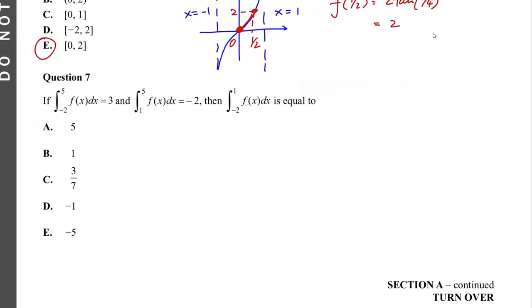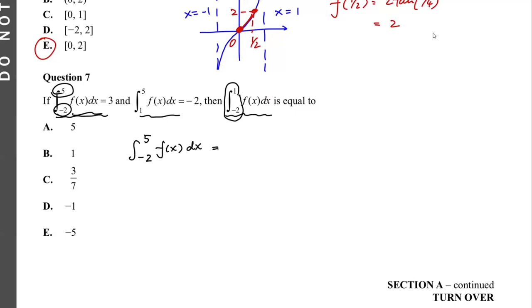Question 7. Well, you need to play with the 2 given integrals and manipulate to get minus 2 to 1. So basically, look at the largest one, okay? The integral with the longest terminal distance, okay? From minus 2 to 5, that's the longest distance. So I would say integral from minus 2 to 5, f of x dx.